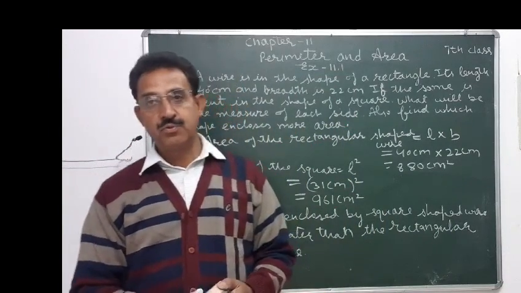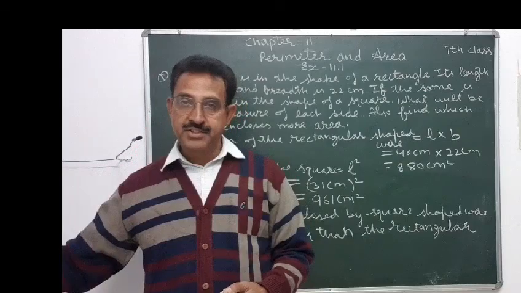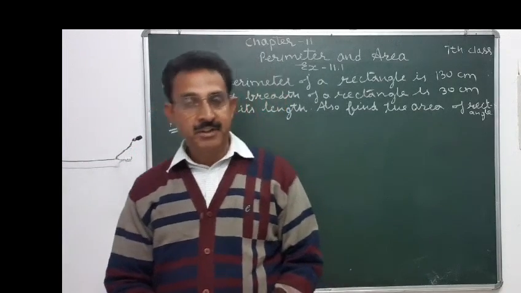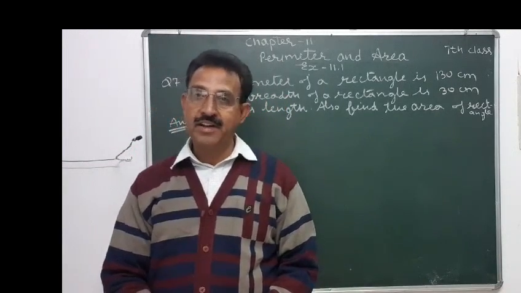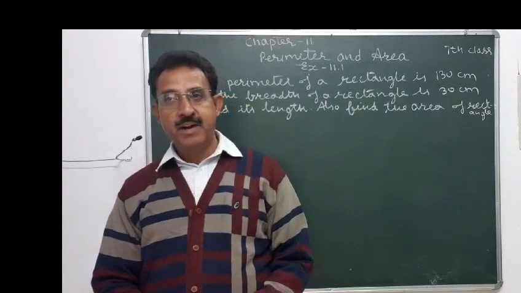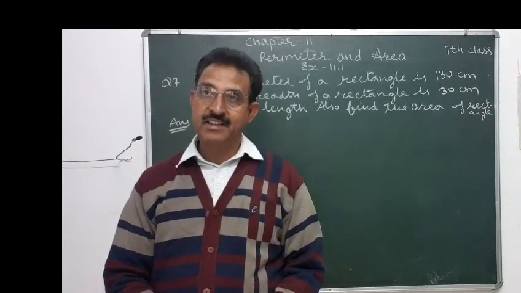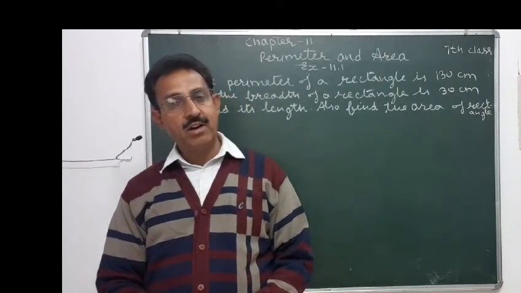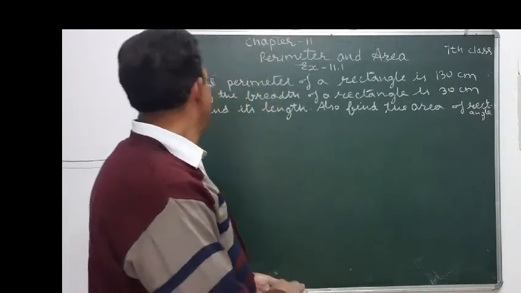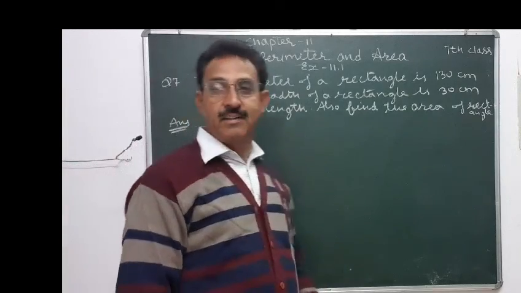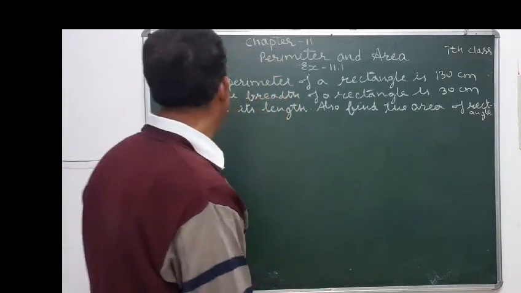Now let's move to question number 7. The statement of question number 7 is: the perimeter of a rectangle is 130 centimeter. If the breadth of the rectangle is 30 centimeter, then find its length and find the area of the rectangle. So what we have been given here is the perimeter of a rectangle. The perimeter of a rectangle is 130 centimeter.